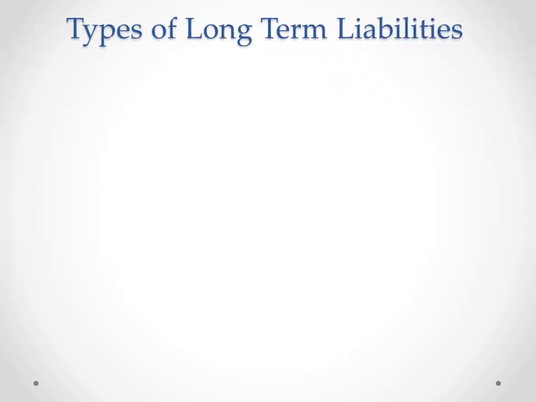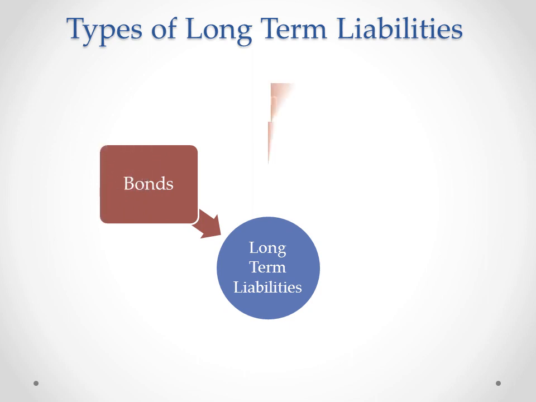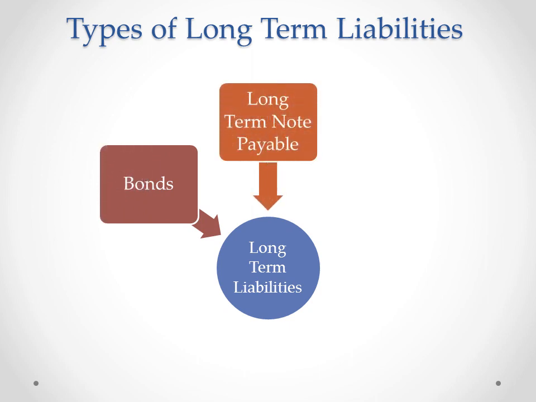Let me first make a quick recap of the different types of long-term liabilities, which is the topic of this chapter. We agreed that long-term liabilities are those that are due for a period of more than 1 year. So they are obligations for the company, and the company will have to meet them after 1 year. So they are classified as non-current or long-term liabilities. There are three types that we are going to study: bonds, long-term notes payable, and pensions and leases.